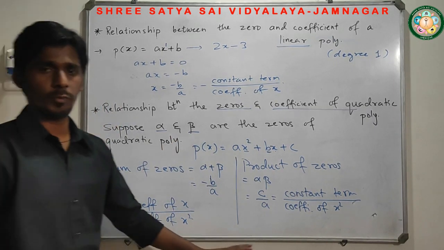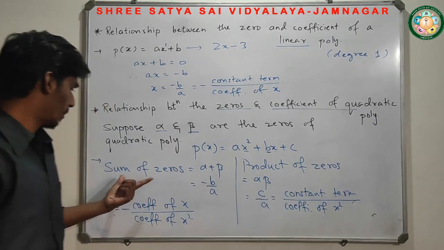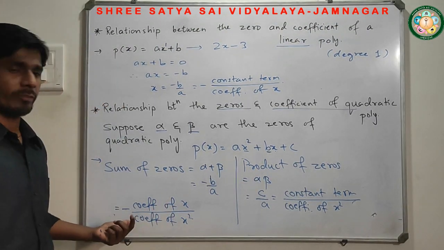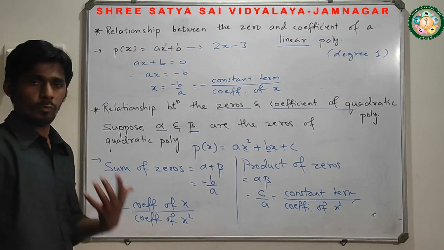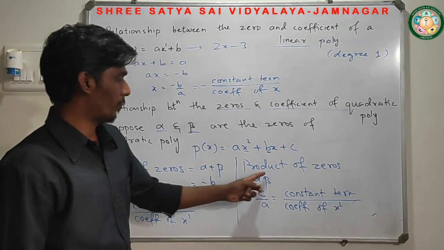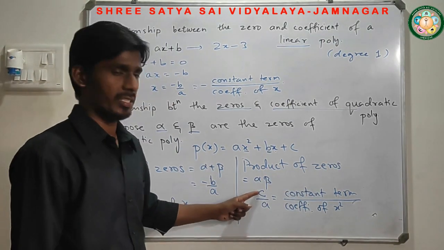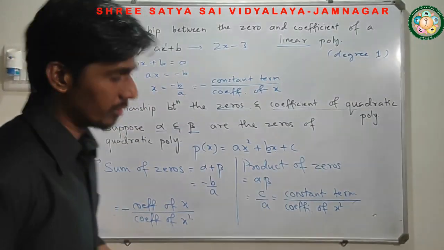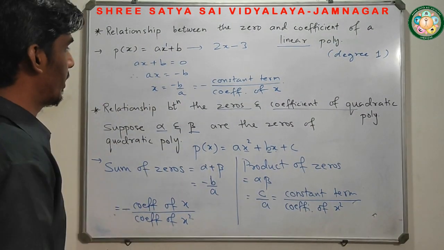So where is this useful? If you want to find the sum of zeros and product of zeros without finding the zeros, you will get the direct value by using this formula. If you want to find the sum of zeros, just use minus b by a, and if you want to find the product of zeros, you are going to use c by a. Now in the next part we are going to solve a few examples based on these two theories.